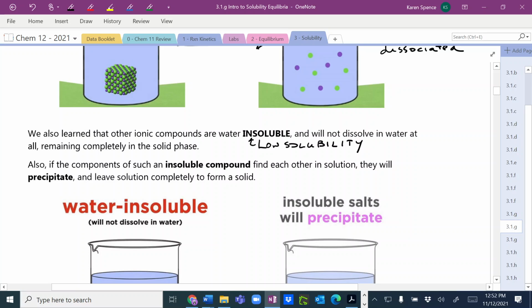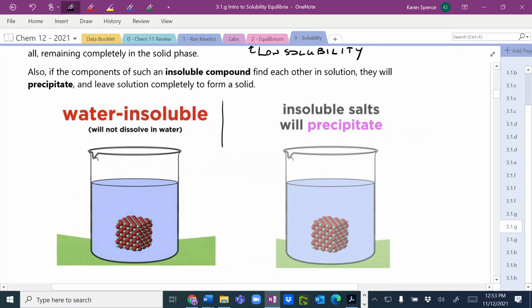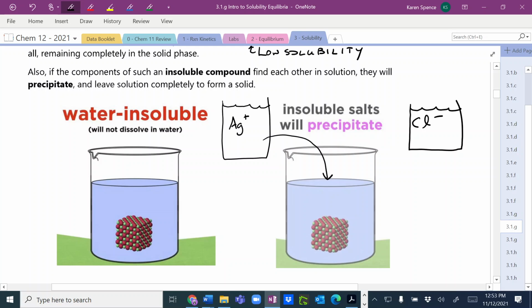But in addition to not dissolving, yes? Yes, in addition, it will form a precipitate. So if I take, say, some silver ions, so let's say I had a solution that contained silver ions, and let's say I had another solution that contained chloride ions. If I mix them together, those insoluble salts will form a precipitate. Okay?